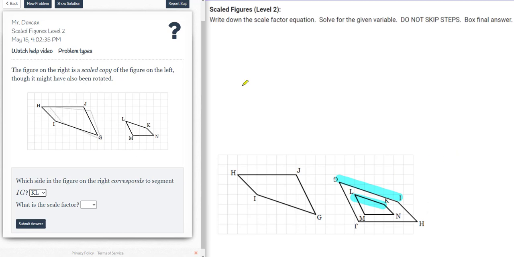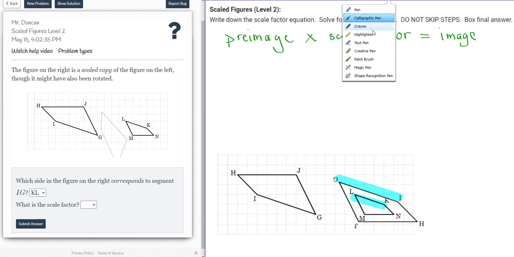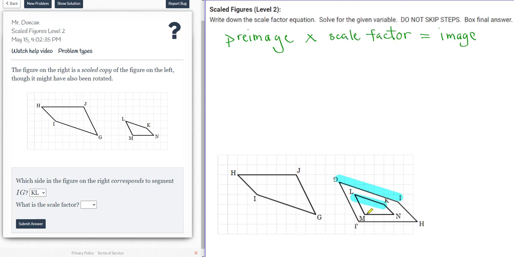And now we'll have to come up with our scale factor equation. And the scale factor equation, again, we want to find the length of one side of the pre-image, multiply that by the scale factor, and we should find the corresponding length of the side in the image. Again, I'm not going to use these two side lengths. Those are diagonals. It takes too much work. So the only sides that would be really quick would be this one right here and this one right here, because those two sides are horizontal and it's super easy.